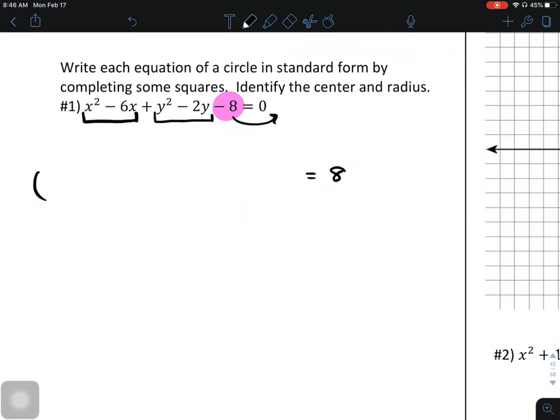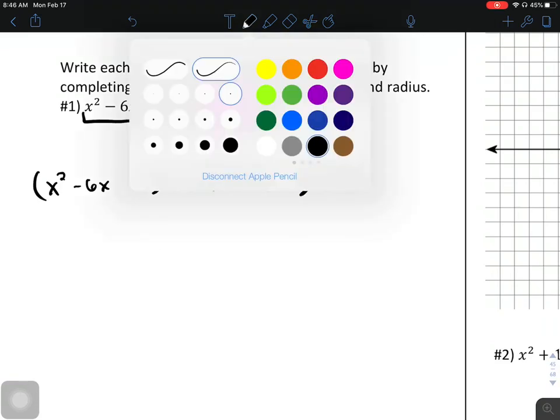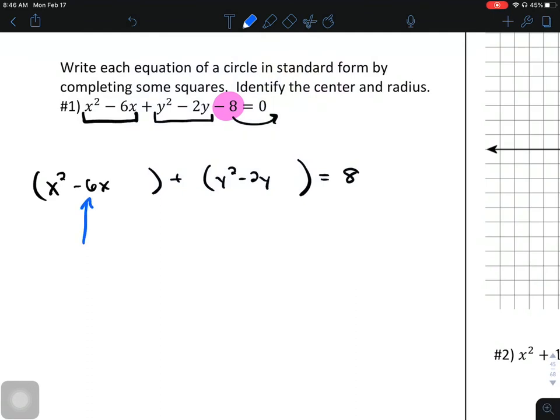I need to make two different perfect square trinomials. To make those, we're going to complete the square. So I take my terms that have x's in them, and I leave a space for a constant. Take my terms that have y's in them, put them in another set of parentheses, leave some space for a constant. To complete the square, if you recall, we're going to take half of b, which is negative 6, that'd be negative 3, and square it, that would be plus 9.